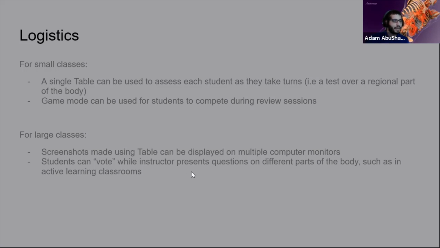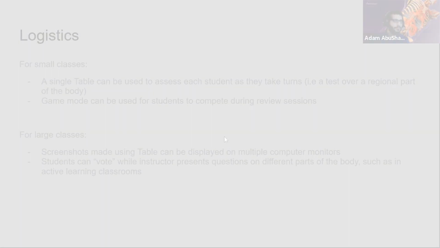Another idea is that students can vote while the instructor is presenting questions in a quiz, for example, the multiple choice type option, and that could be sort of like a poll.ev way of using the table where you're able to get a collective sense of how well the class knows the material you're trying to teach them, especially in active learning classrooms where it's more about teacher-student interaction rather than just lecturing and going off of a textbook.